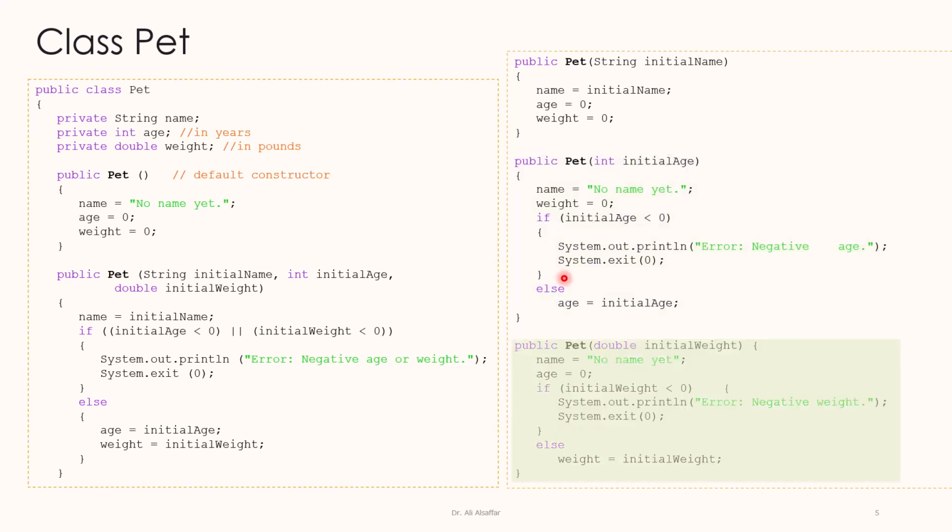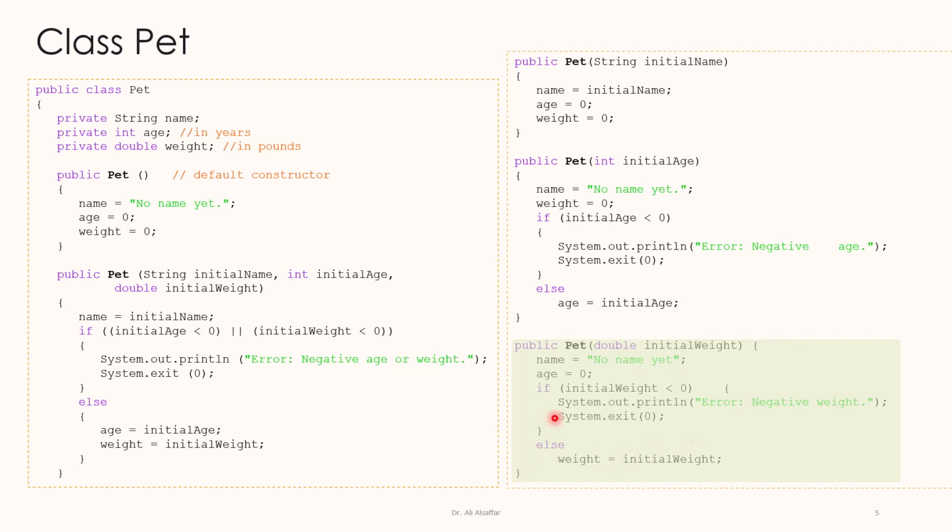The last constructor creates an object if we know the weight of the pet. As you see, it is double. So the default name given is "no name yet" as a constant, and the default age will be given as 0. Like what we have done in the previous constructor, this constructor will check the initial weight given as input parameter. If it is negative, again it will print an error: negative weight is not accepted, and we will exit the program. Otherwise, it will copy the initial weight given as input parameter and save it into weight.